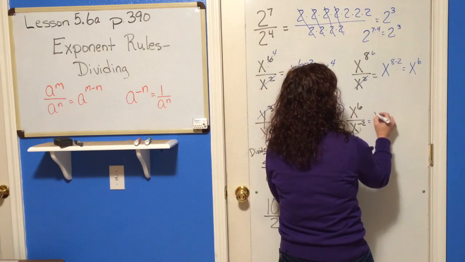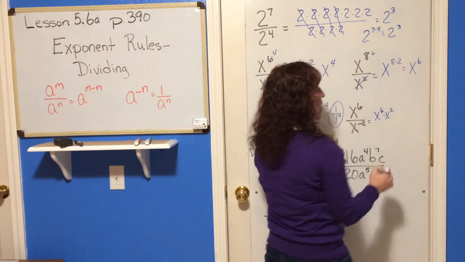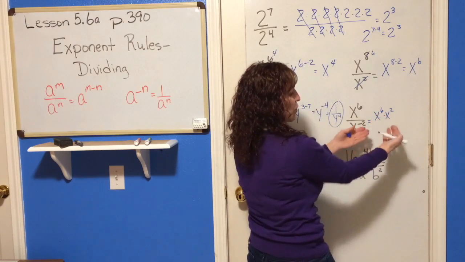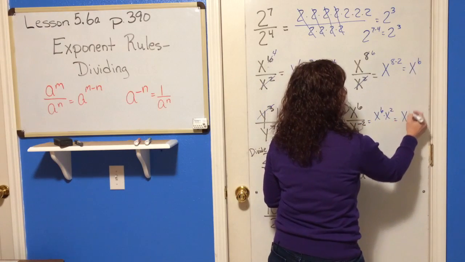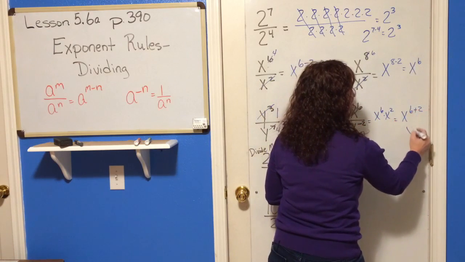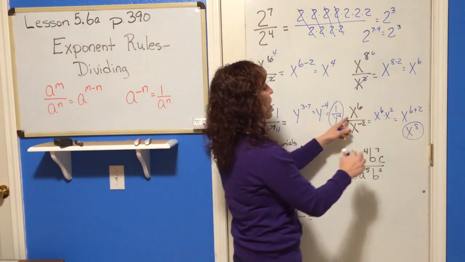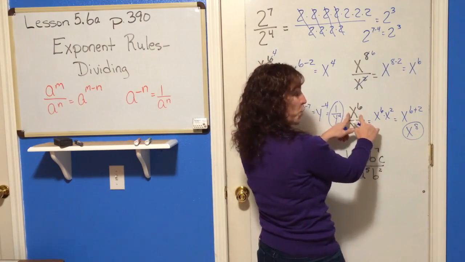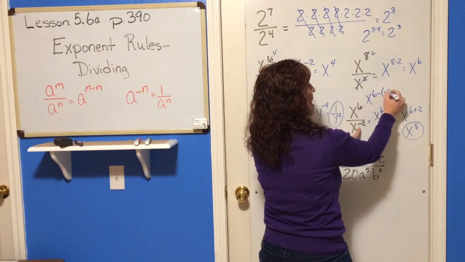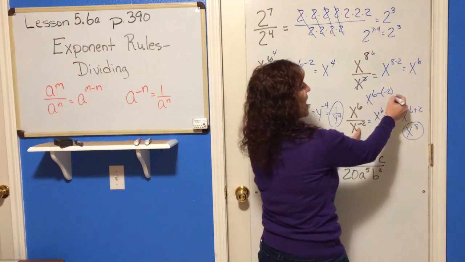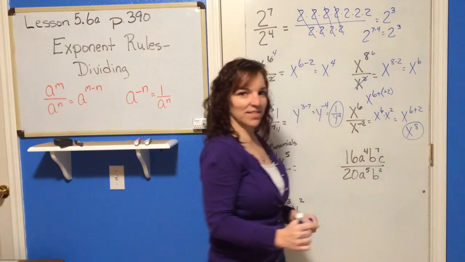So now you have x to the 6 times x squared. And if you'll remember, if you're multiplying those, you add those exponents. So that's x to the 6 plus 2, which is x to the 8th. Now, if you had forgotten and said, okay, well, if it's in the bottom, I subtract it, that would work too, because you would say x to the 6 minus a negative 2. And minus a negative is plus a positive. So you would have ended up with x to the 8th still.